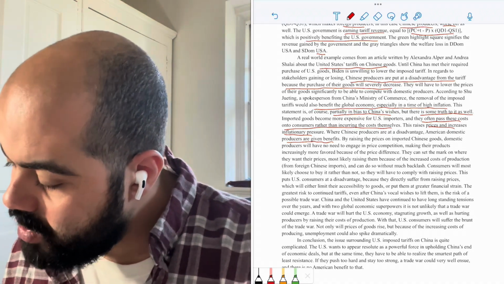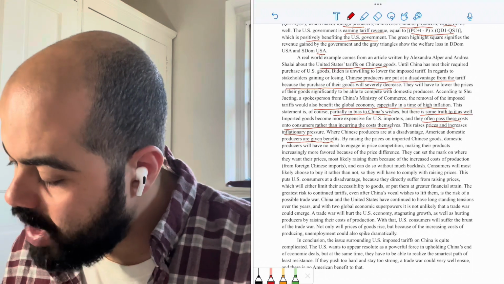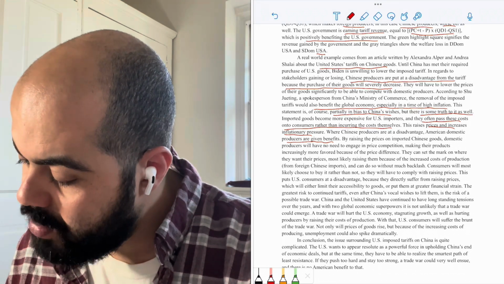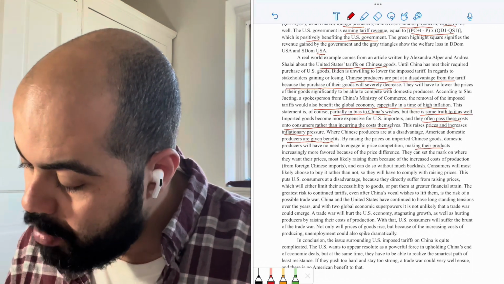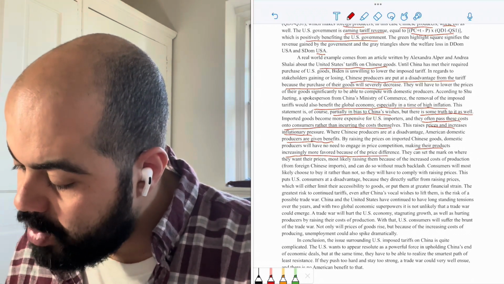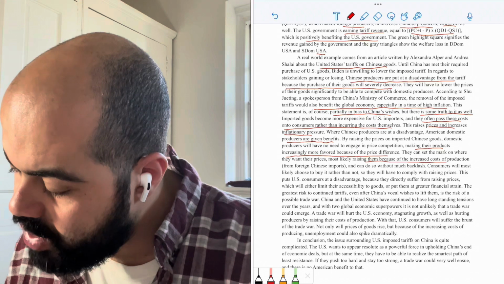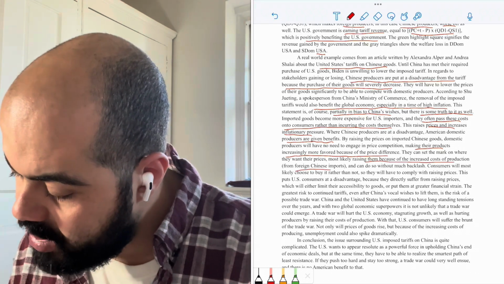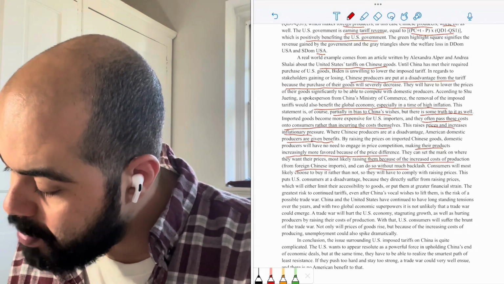By raising the prices on imported Chinese goods, domestic producers will have no need to engage in price competition, making their products increasingly more favored because of the price difference. They can set the mark on where they want their prices, most likely raising them because of the increased costs of production from foreign Chinese imports, and can do so without much backlash.